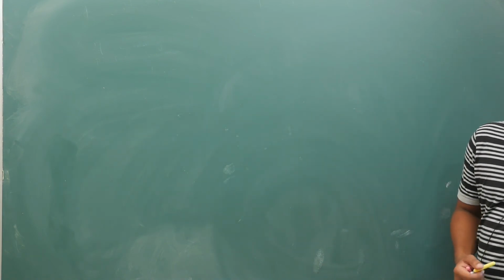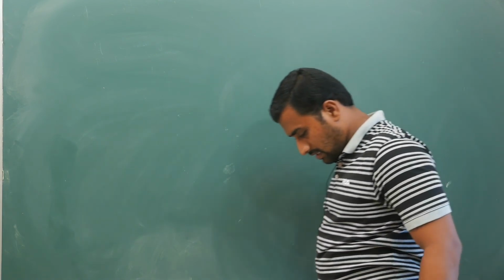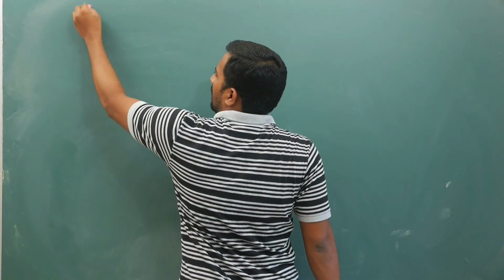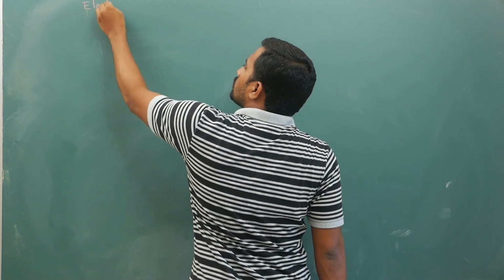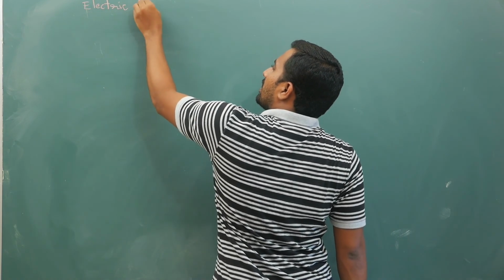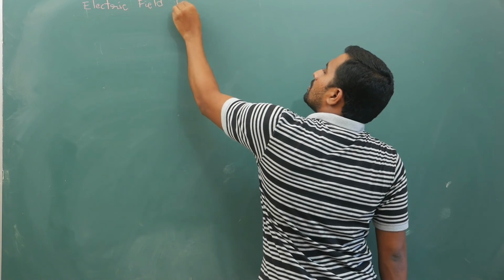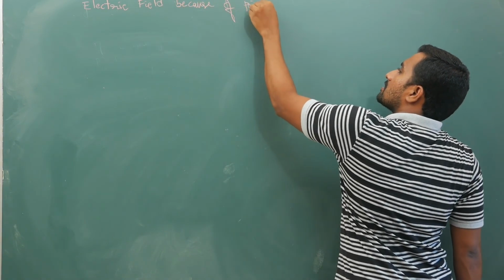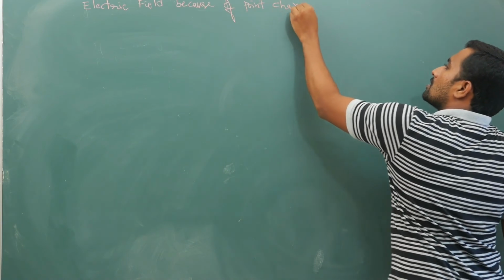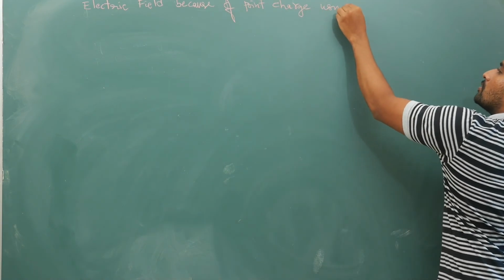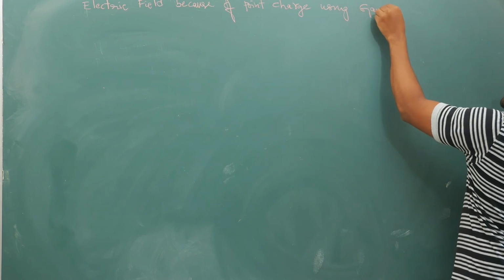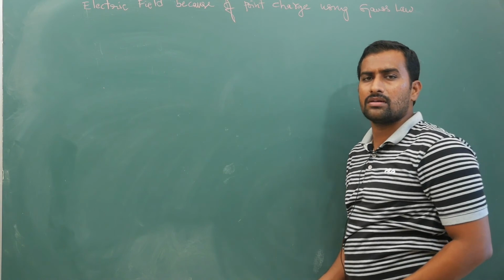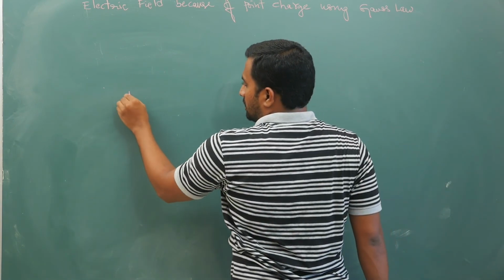Okay, now before that I want to explain something. Now for example, I will try to show you your electric field because of a point charge using Gauss law, okay. Applications I will do later, but first, as an example to have some clarity, I will explain it here.